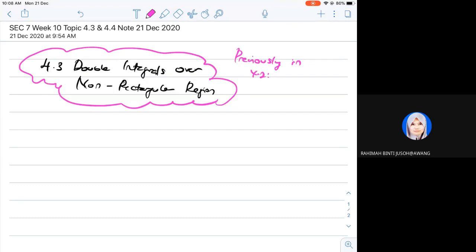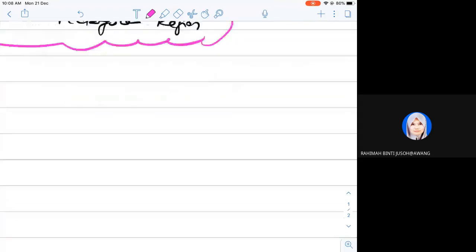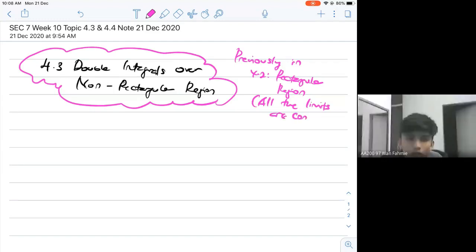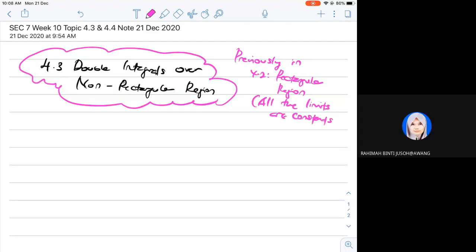Okay, subtopic 4.2, we have rectangular region. Rectangular region means all the limits are constant. All the limits are constants, semuanya nombor. Okay?